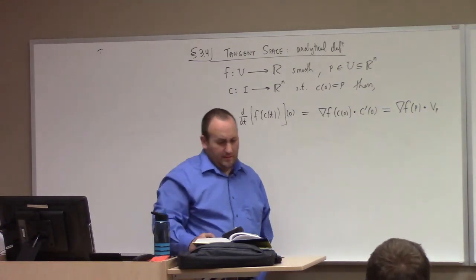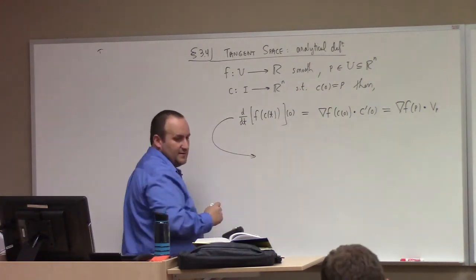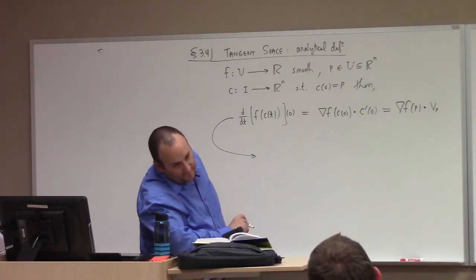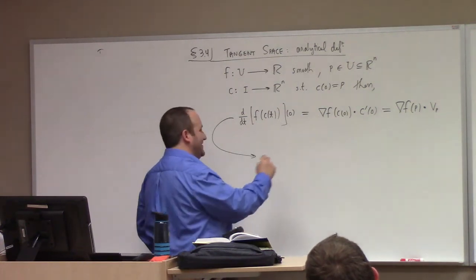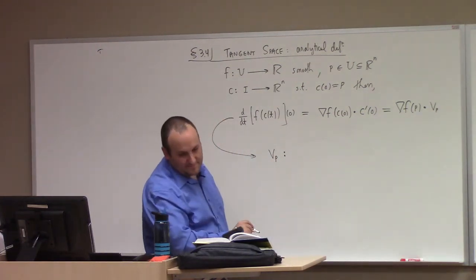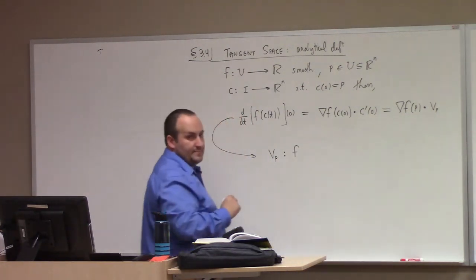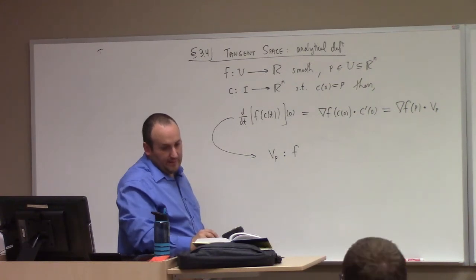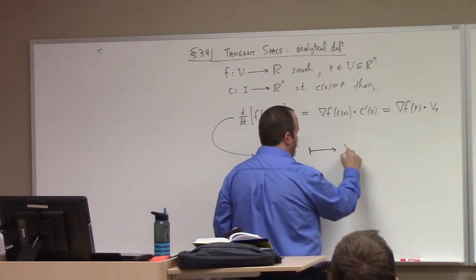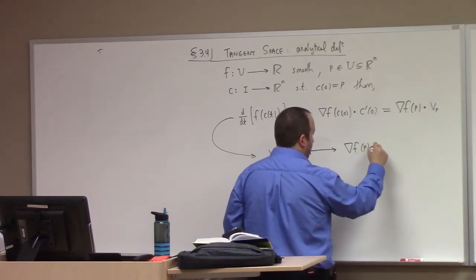So here's the thing that kind of makes you go, what? So he goes, okay, what we can do then is look at v_p as an active object. We can look at v_p as being something that does what? It takes in a function f, and it spits out a number, right? It spits out the number gradient of f at p dot v_p, so to speak.